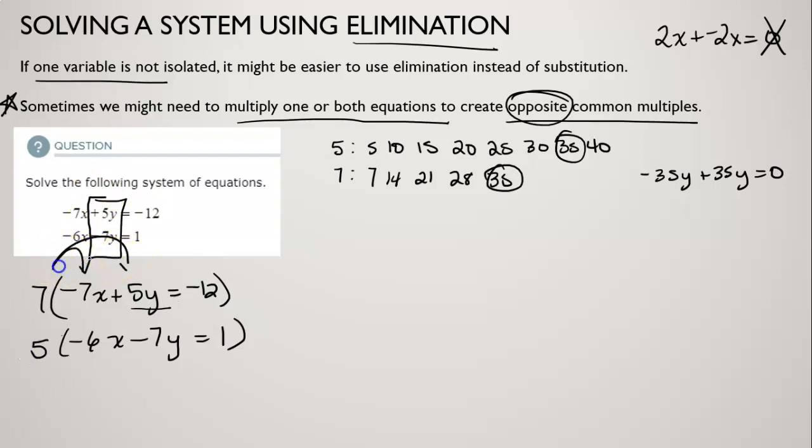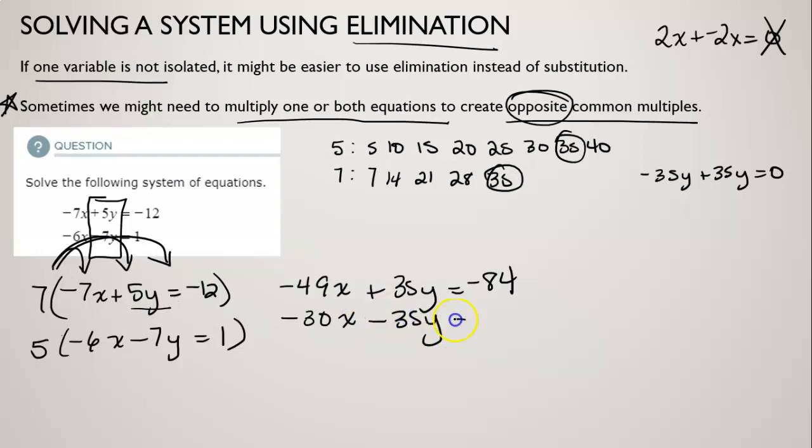So for the top equation, I'm going to distribute my 7. Excuse me, 7 times negative 7 is negative 49x. 7 times 5y is 35y. And I don't know 7 times 12 off the top of my head, so I'm going to put that into my calculator. 7 times negative 12 is negative 84. All I've done is multiply everything by 7. For the bottom one, it's negative 30x minus 35y equals positive 5. And I want you to notice that I've accomplished my goal, which was to have opposites of the same number, of the same sign. Positive 35y and negative 35y, when I add, are going to cancel out.